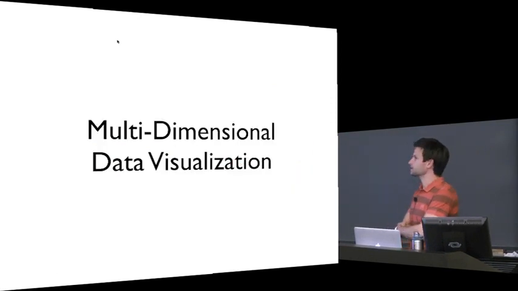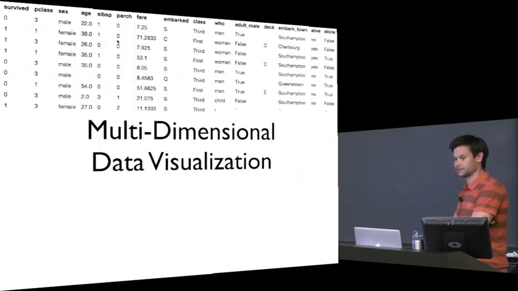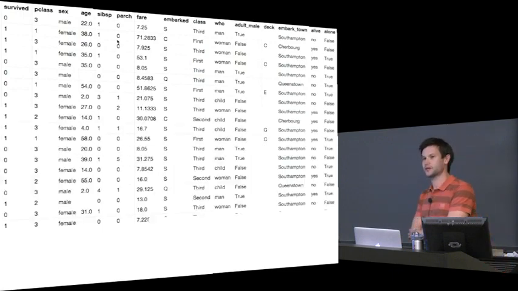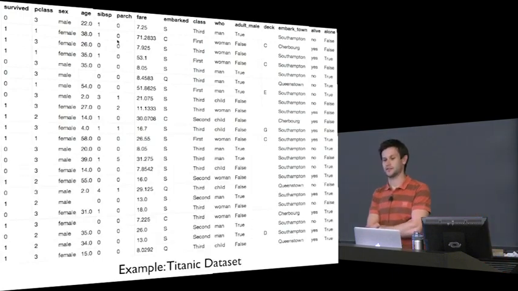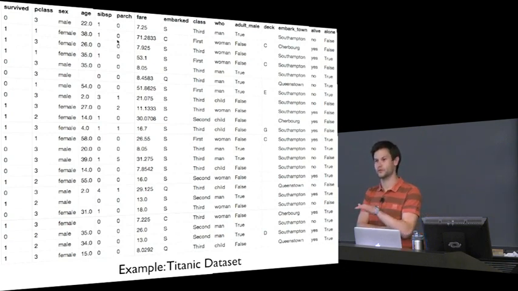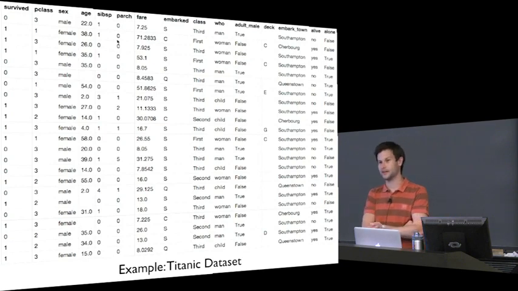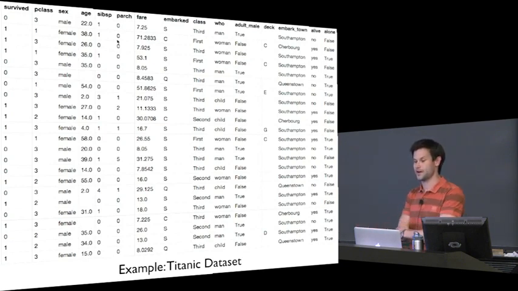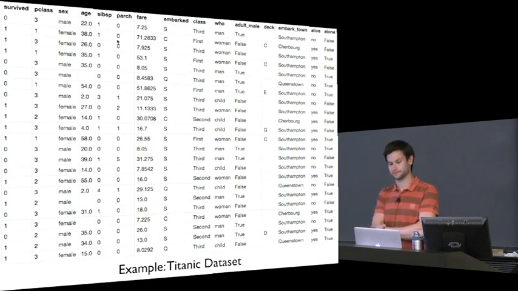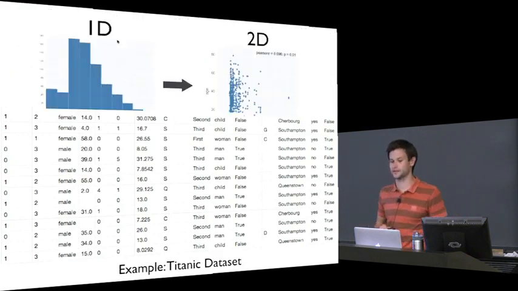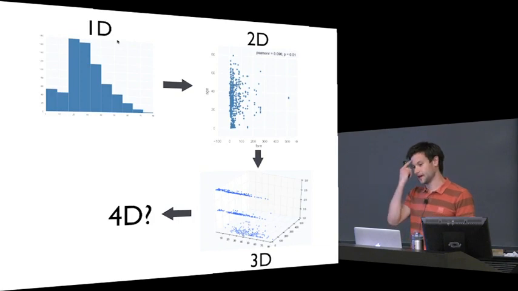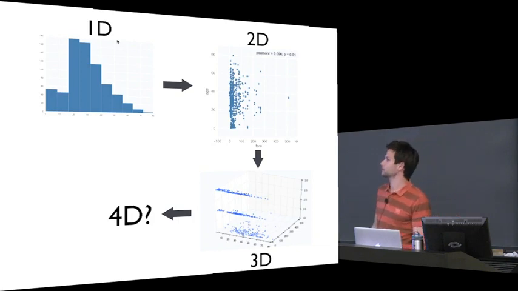All right, so multidimensional data visualization. I'm sure you remember the Titanic data set that we discussed last week. So in the Titanic data set, every row is an item, which is a passenger here, and every column is an attribute or a feature. We have sex, age, fare, and so on and so forth. This is considered a multi-dimensional data set. And we talked a lot about how to visualize it.